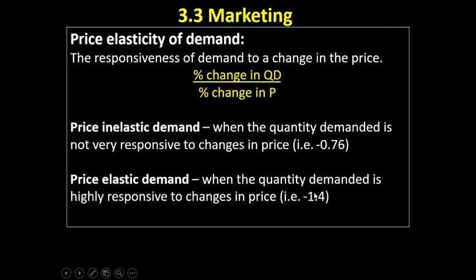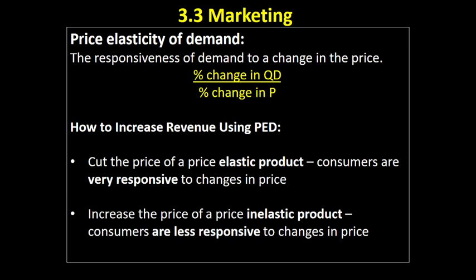Anything that is greater than minus 1, or I should say less than minus 1 technically, would be considered price elastic demand. So if it's minus 1.4, minus 2.3, minus 3.2, all of those are figures that would signify that demand is highly responsive to changes in price. So how can we use this? Businesses will want to know, if we change our price, what's going to happen to our quantity demanded, because that's going to determine what happens to our revenue.